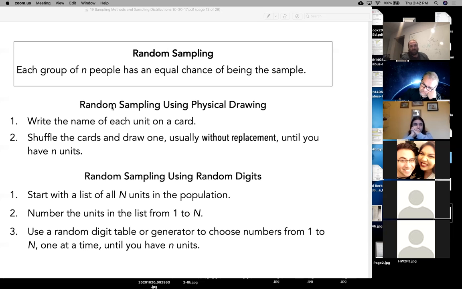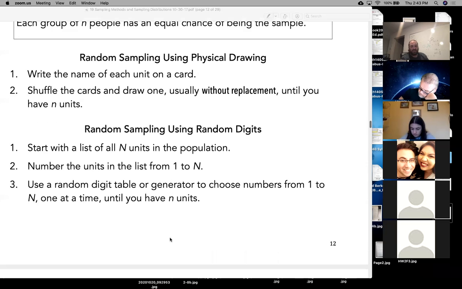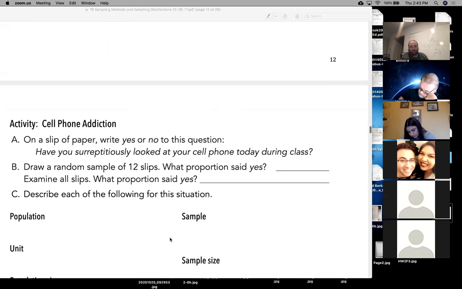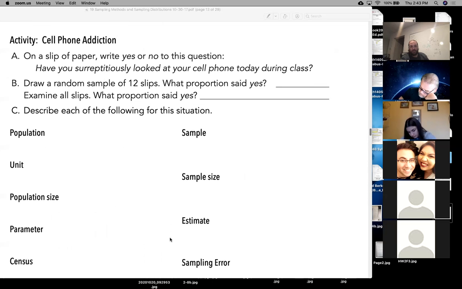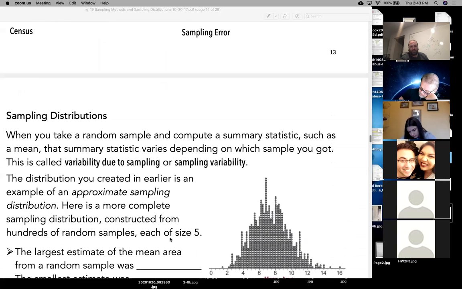So what are some ways we can do that? We could write each name on a card and then pick n of them. We can do what Angela suggested: number the units from 1 to n and use a random number generator to pick those numbers. These are different ways of getting a random sample. We can skip this.